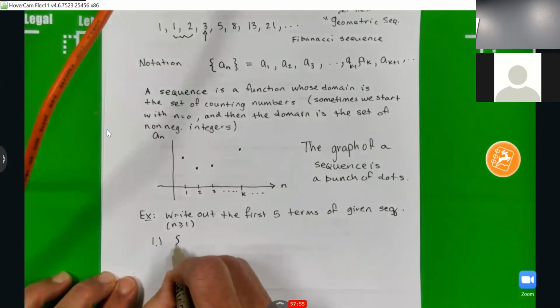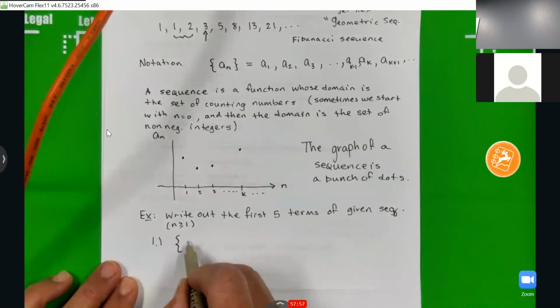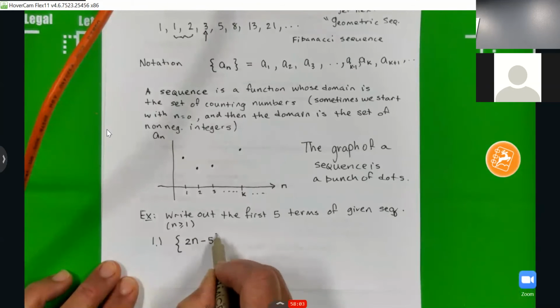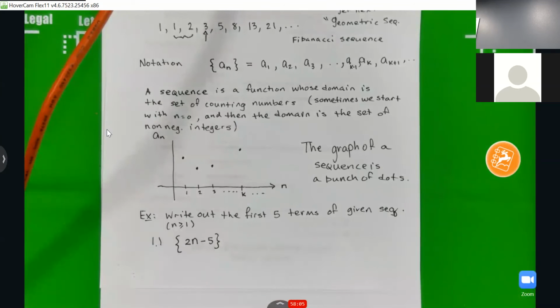Okay, so I put it in brackets. And then I want you to generate terms by taking the counter, multiplying it by 2, and then subtracting 5. So when you see the expression in brackets, that's how you know you got a sequence. Then you generate the list of numbers just by substituting 1 in for n, then 2 in for n, then 3 in for n. We're going to do the first 5.